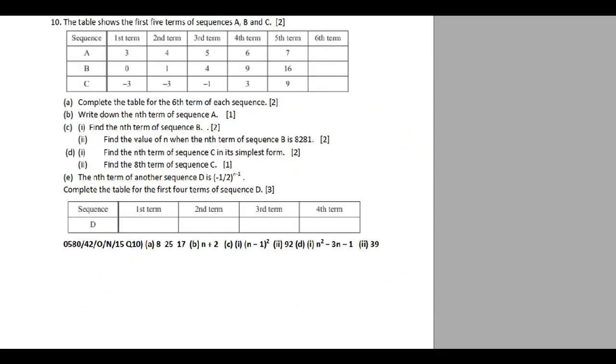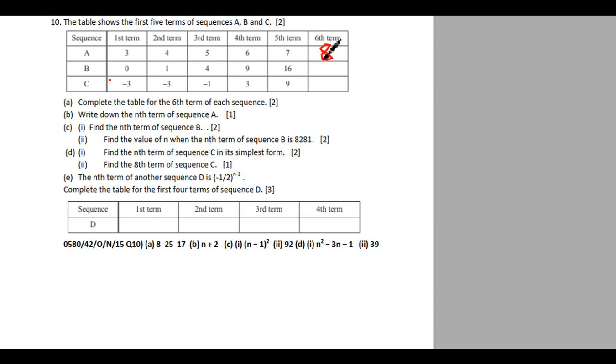Question number 10. The table shows the first 5 terms of sequences A, B and C. Part A, complete the table for the 6th term of each sequence. So first we have 3, then 4, then 5, then 6, then 7. So the next term will be 8.